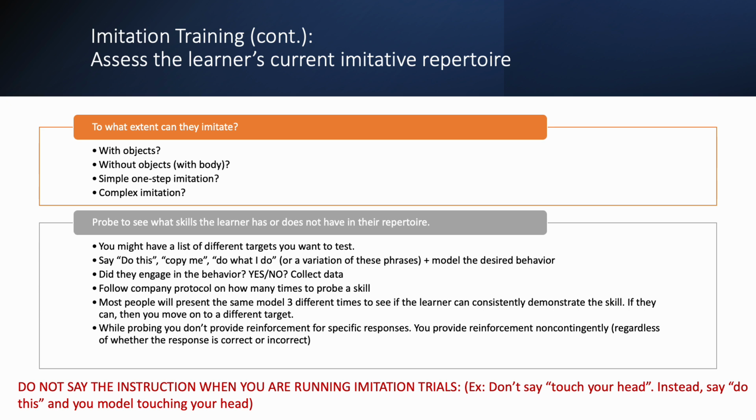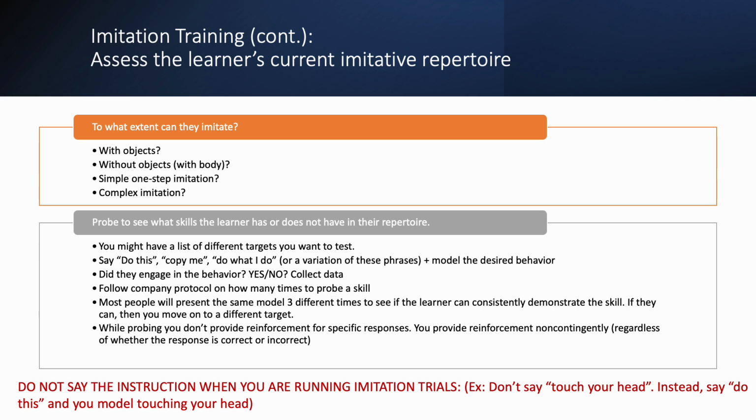I call it probe. A lot of the practitioners in our field call this probing. It's basically you probe to see where the learner is. You want to see what skills they have or do not have in their repertoire, and this helps you to determine what particular target you want to work on. So you've decided you want to work on one-step imitation. Now let's probe to see which skills they do have in their repertoire, which ones they do not have, and let's decide on what we want to work on.